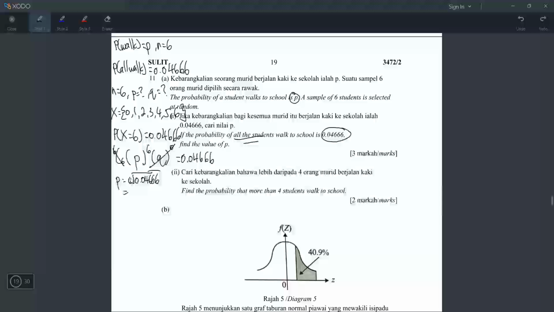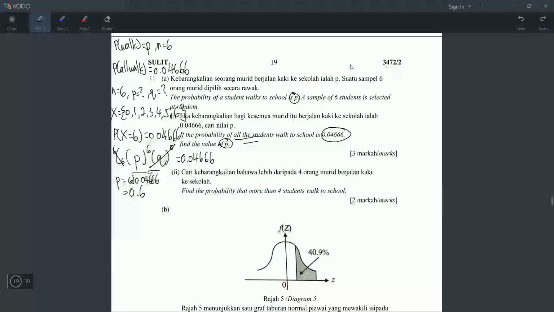How do you want to press this? Okay, you will press 6 and then press the shift arrow button. If you're using the black calculator, shift the arrow button. And then 0.04666. Okay, 0.6. So that's the answer. After you have your P, probability of success, you can also find your probability of failure, because you just take 1 minus, right? But this question only asks me to find P, so it's done.